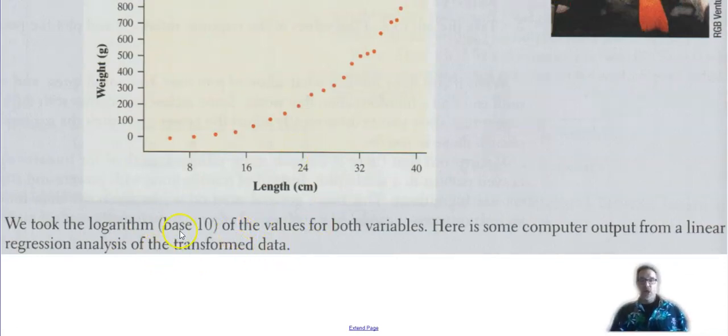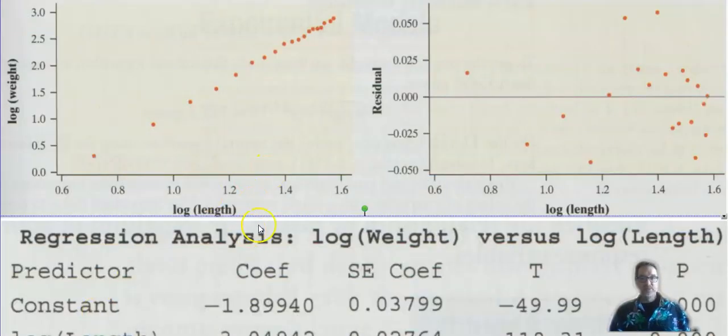So if we take the logarithm of both sides, let's take the log of length and let's take the log of weight. Here is the computer output and our regression line for that data. So I took the log of length and I took the log of weight. And look at that beautiful linear pattern. And the residual plot verifies that linear pattern. Notice there's no pattern on my residual plot for the log of length, it's all over the place. That lets me know that a linear model is appropriate.